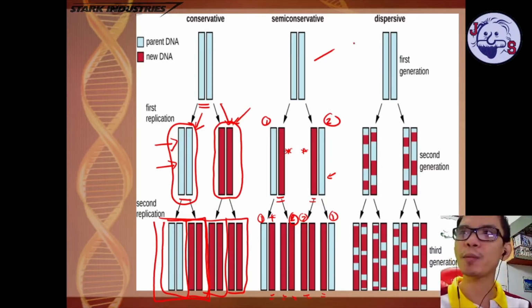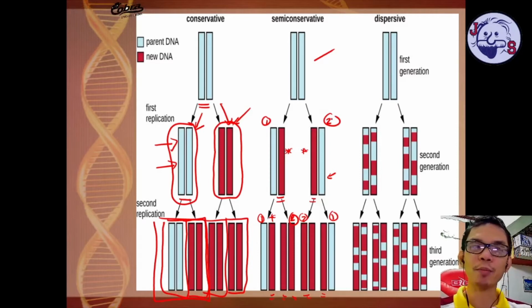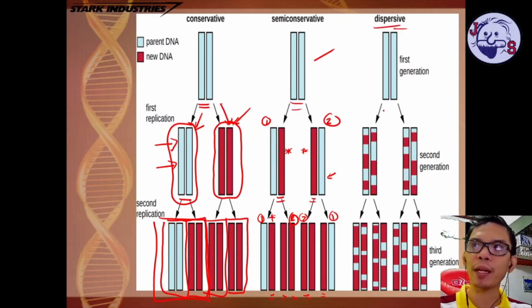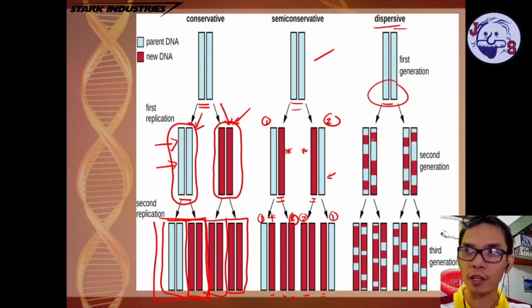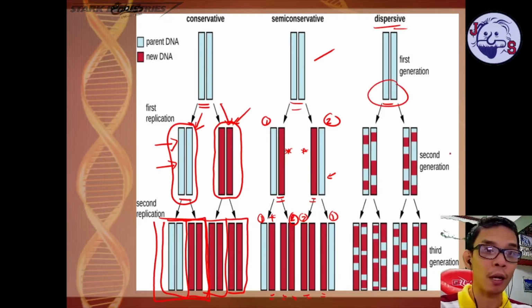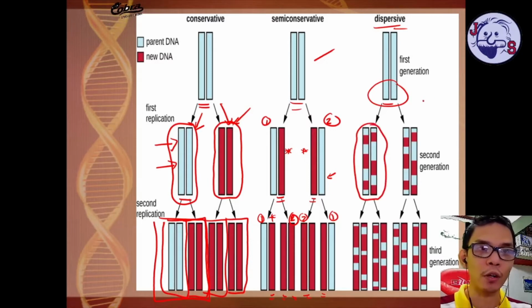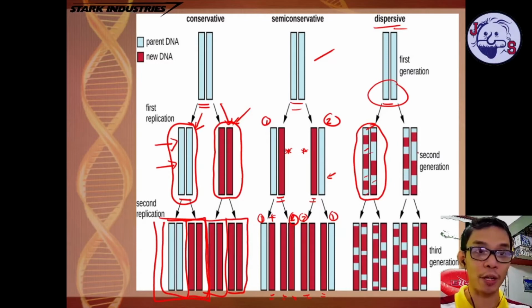Now, meanwhile, in the dispersive model, nothing splits up. During replication, unlike in the semi-conservative model, nothing splits up. Instead, from the word itself, dispersive, the parent DNA molecule is dispersed or randomly distributed on the daughter DNA molecules, the one that we see here. So the DNA coming from the parent was distributed randomly on the next generation.